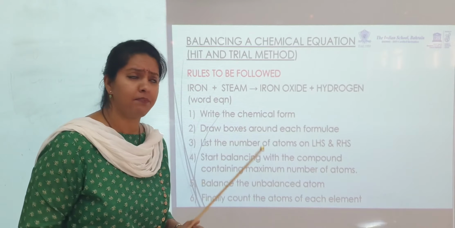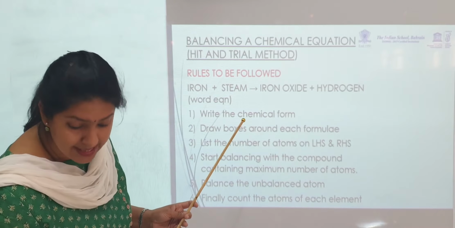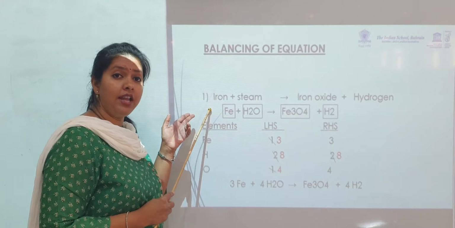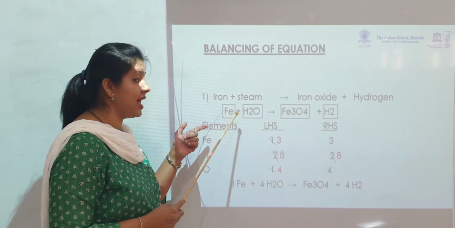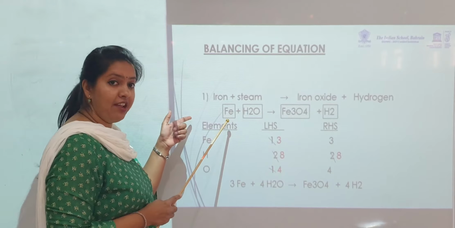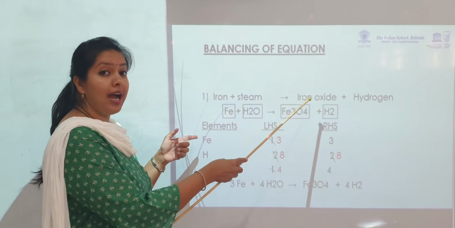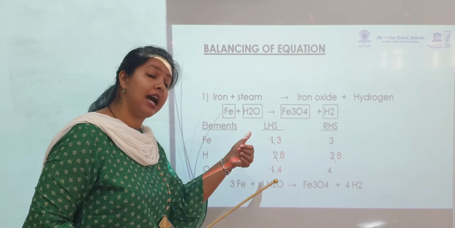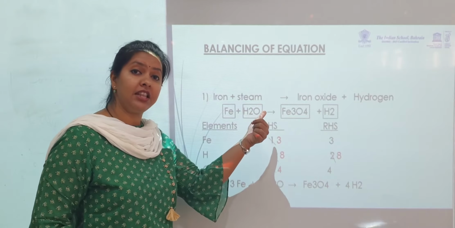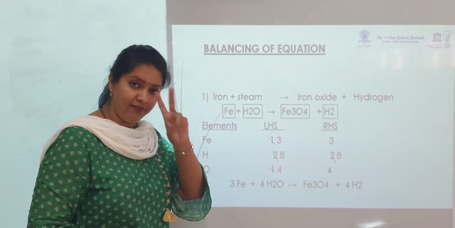So your first step is translate this into a chemical form. First step, for example, I will show it to you. See, the word equation is converted into or translated into the chemical form using formulas. Iron, Fe. Steam is nothing but water in the gaseous form, H2O. Iron oxide. Mind you, children, this iron oxide is the magnetic form of iron oxide, it is Fe3O4, and hydrogen gas, H2. So we have done with the second rule.